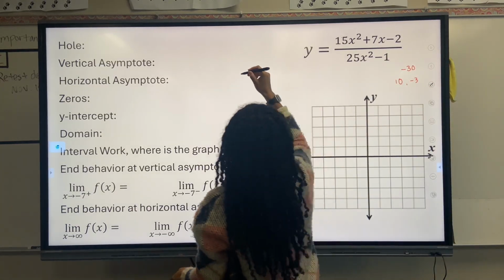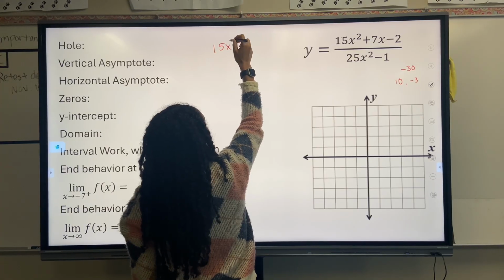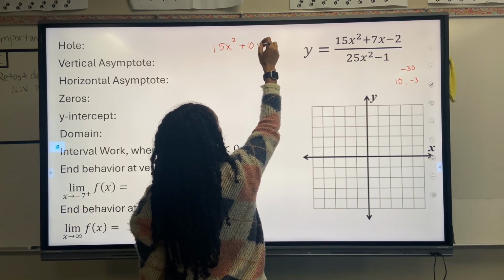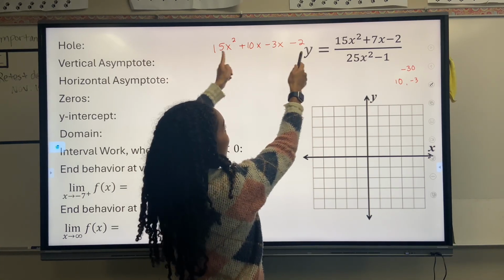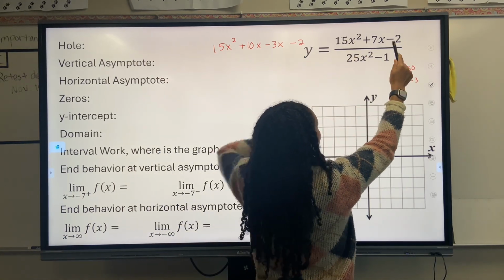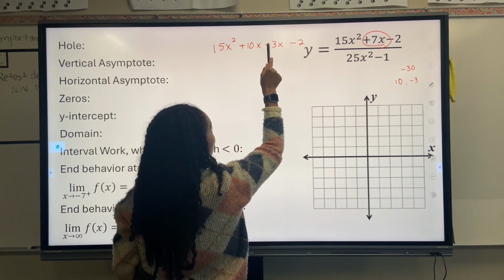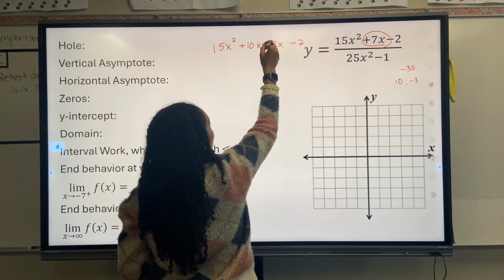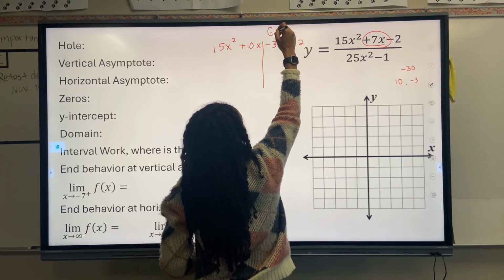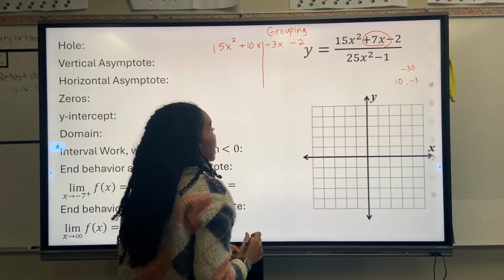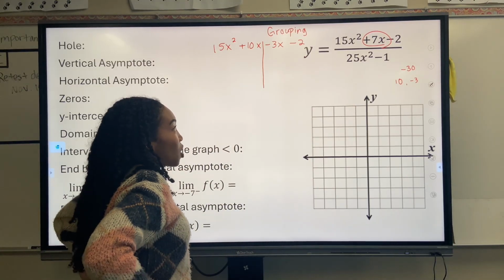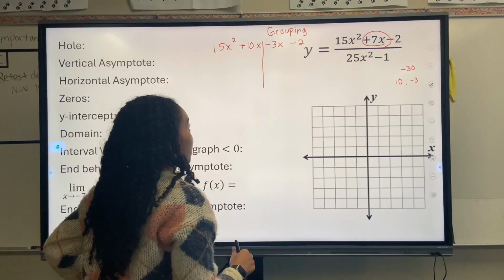So how you write this is 15x squared plus 10x minus 3x minus 2. So notice this is the exact same thing as this. I just rewrote 7x to be 10x minus 3x. This is called factoring by grouping. So if you Google this or look on YouTube, lots of videos will come up.